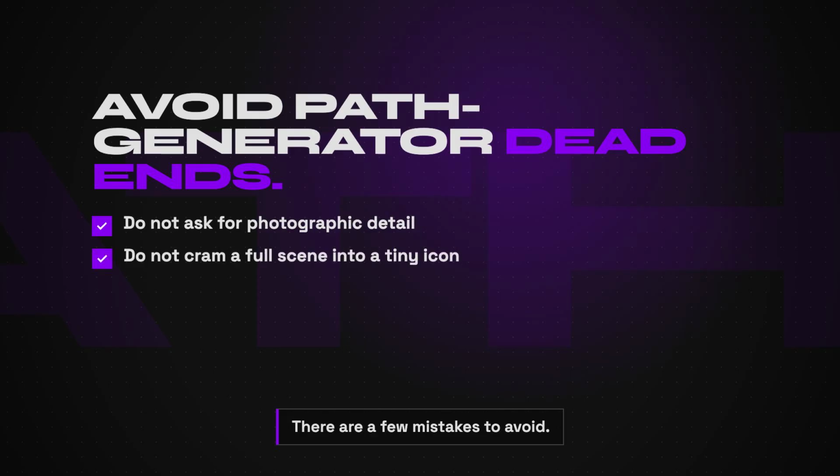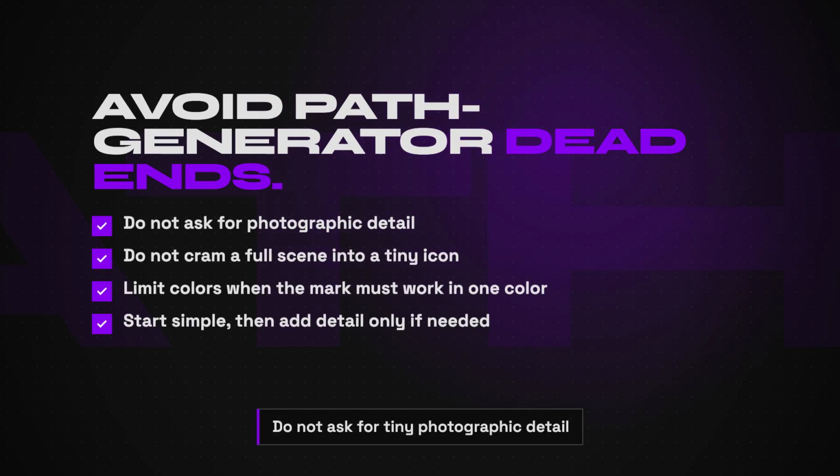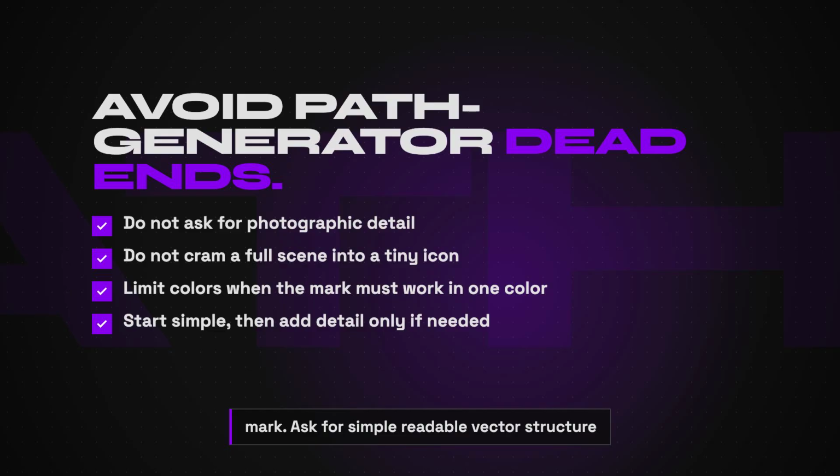There are a few mistakes to avoid. Do not ask for tiny photographic detail if you want clean paths. Do not cram a full scene into a small icon. Do not accept 10 colors if the asset needs to become a single color mark. Ask for simple readable vector structure first, then iterate.